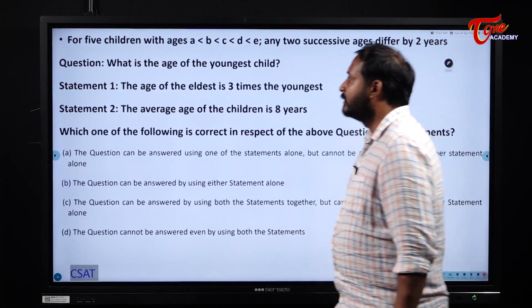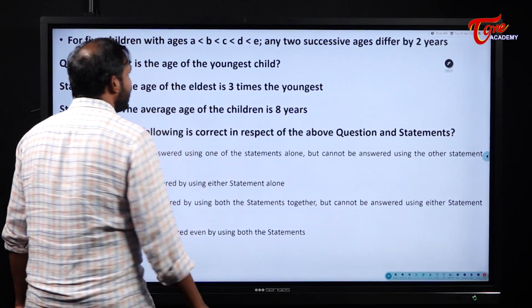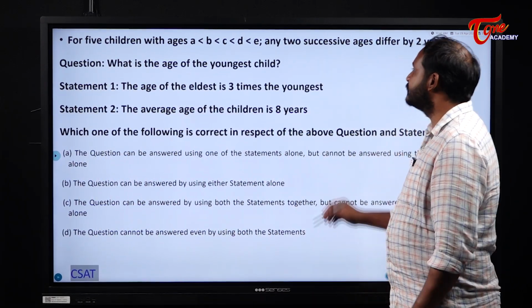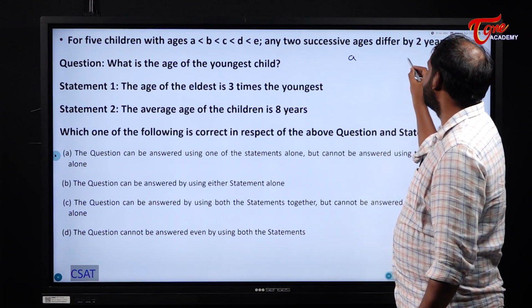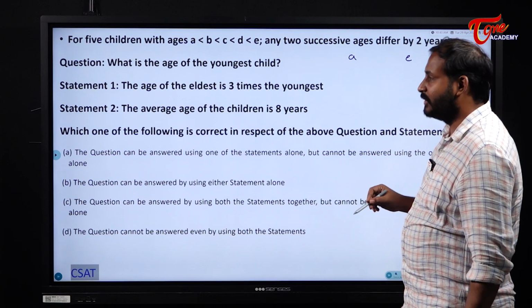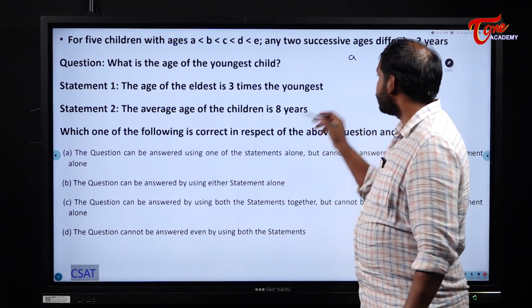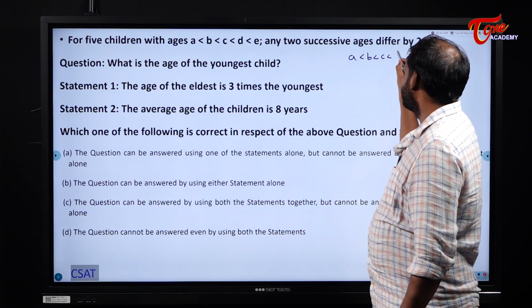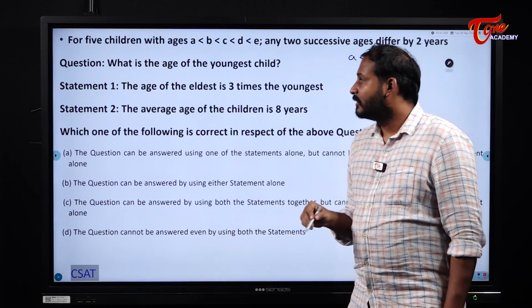Next one. Now 5 children with ages A less than B less than C less than D less than E. That means who is the youngest? A is the youngest. Who is the eldest? E. Any two successive ages differ by 2 years. The age difference between them is 2 years. Okay, good. Now, first statement.